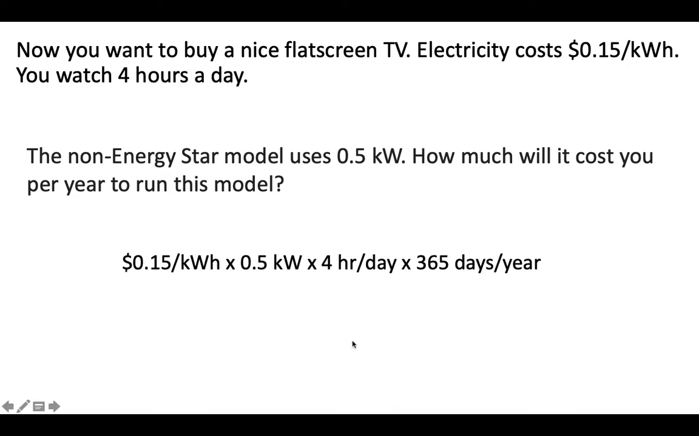Well, it's 15 cents per kilowatt hour. You're using half a kilowatt for 4 hours a day, so that's 2 kilowatt hours. 365 days a year comes out to $109.50. Write this number down. You're going to need it in the next problem.